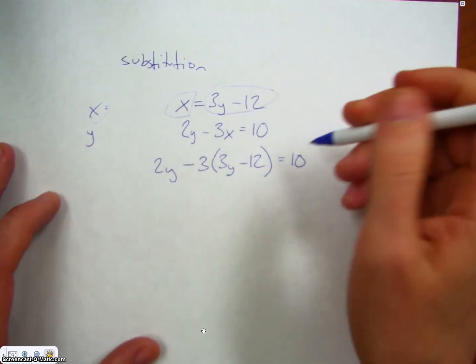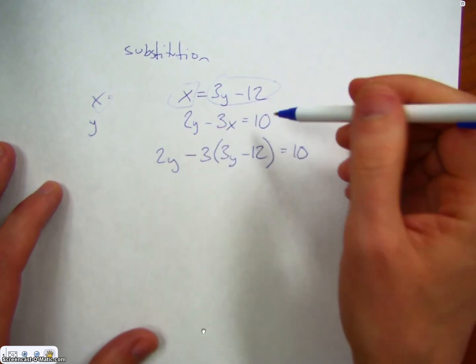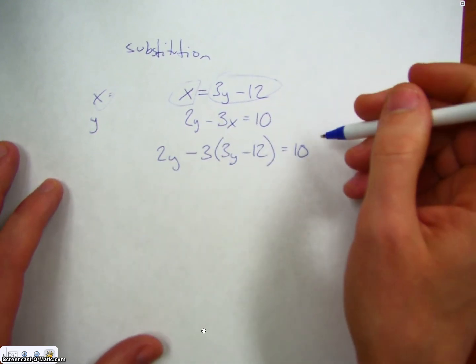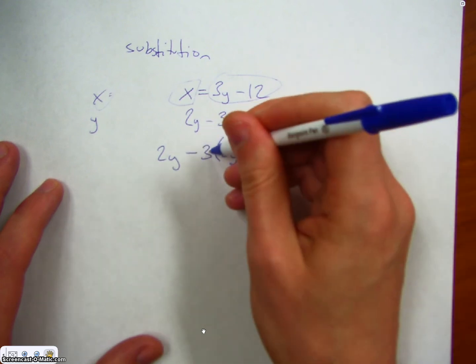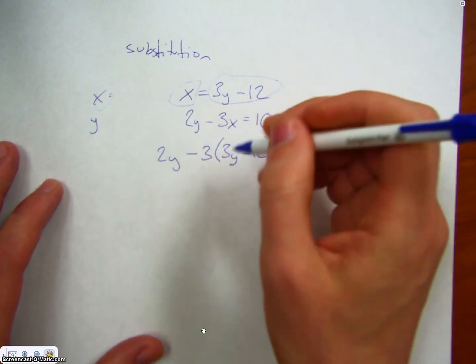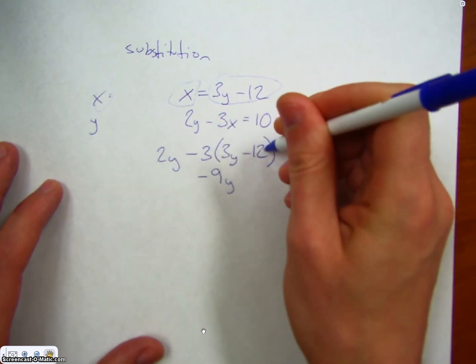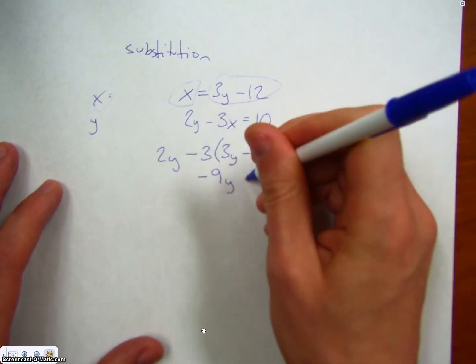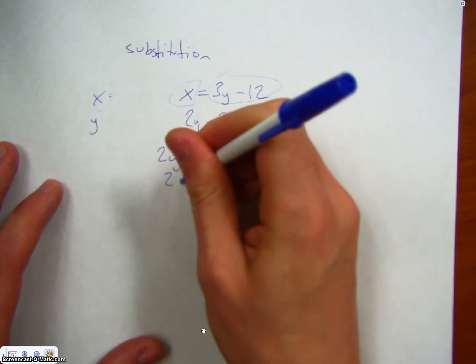Now what do I do? Well, you solve this like you would any algebra equation with one variable. First step, I have to distribute across the parentheses. So negative 3, remember that negative sign. Negative 3 times 3y is negative 9y. Negative 3 times negative 12. Be careful, folks. We have two negative signs. Make a positive 36. And I still have this 2y in front.